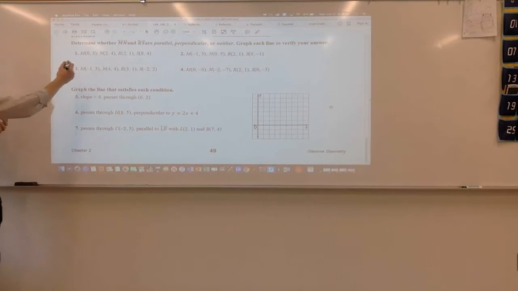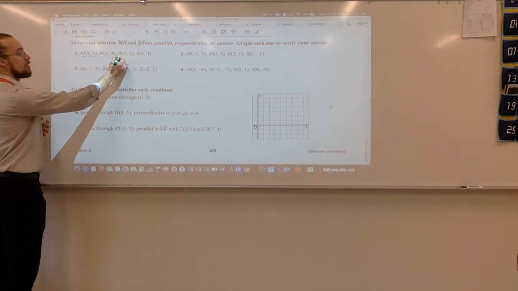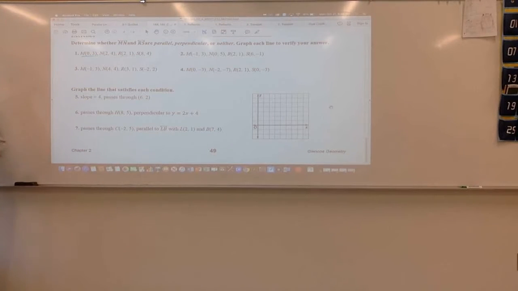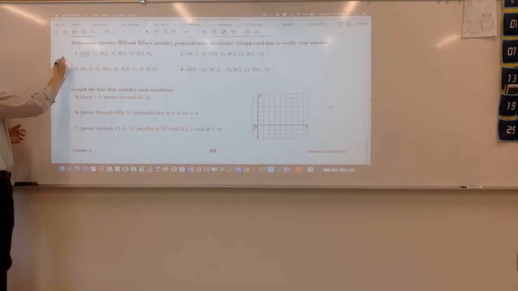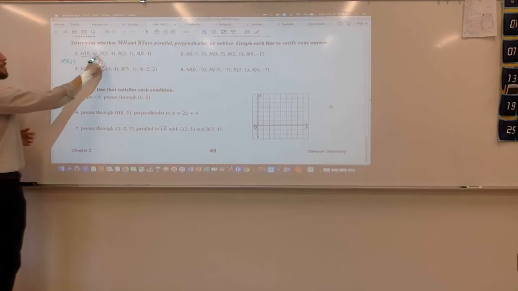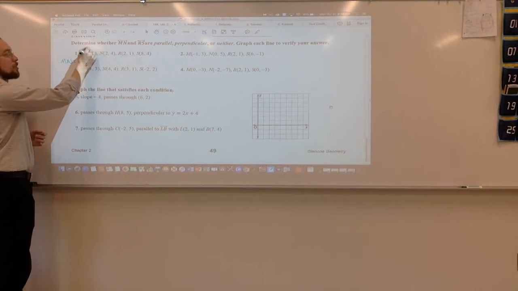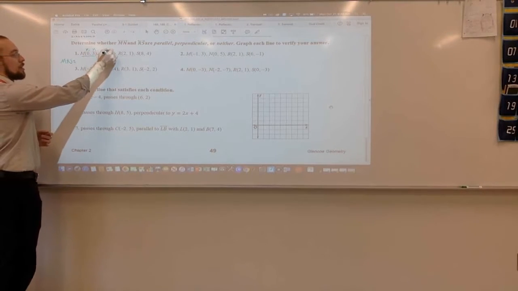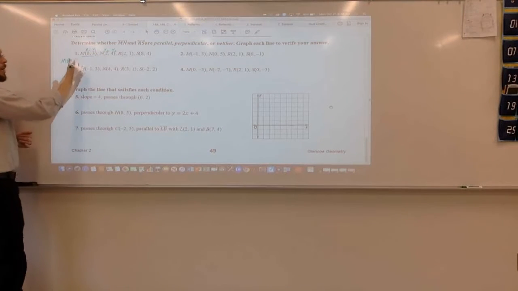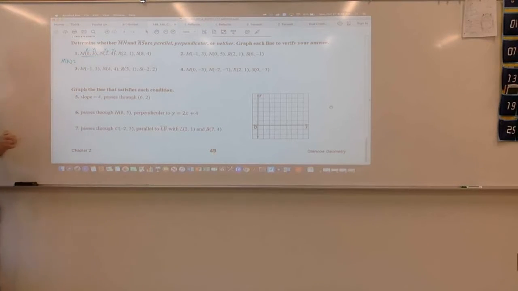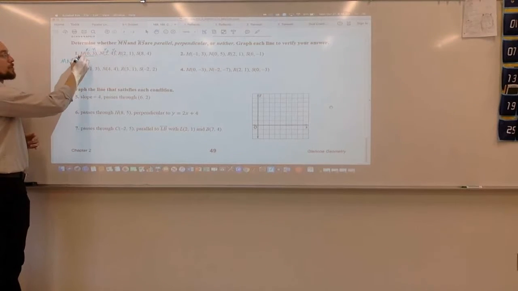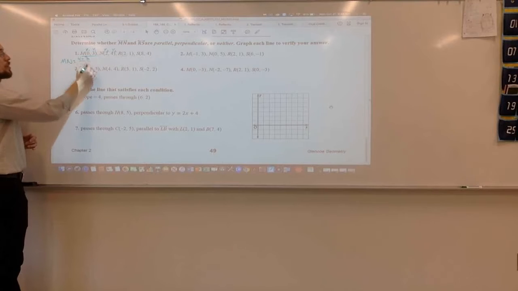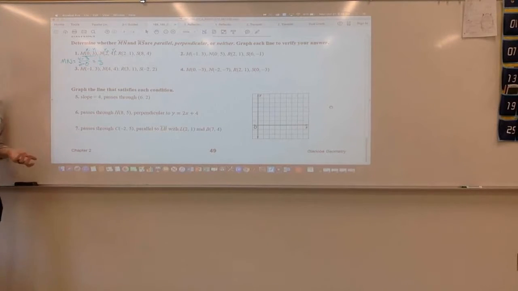So we need to calculate the slope between M and N and then the slope between R and S. So for my slope of MN, I'm going to label x1, y1, x2, y2. Plugging that into y2 minus y1 over x2 minus x1. So I will have 4 minus 3 in my numerator over 2 minus 0. So I get 1 over 2 for my slope of MN.